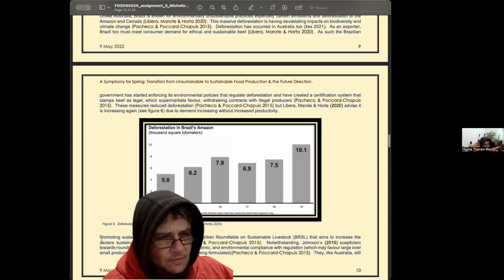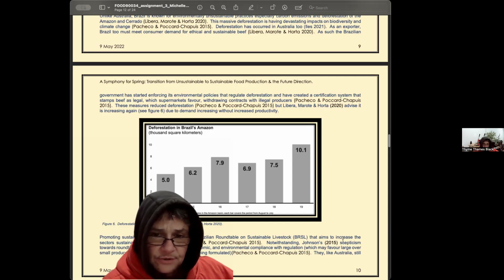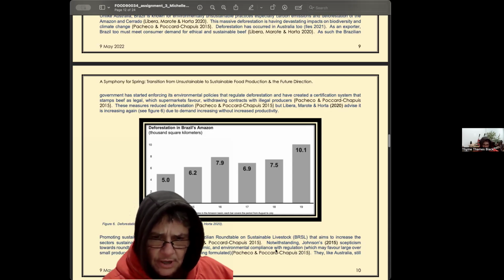Deforestation continues. Promoting sustainability, Brazil instantiated the Brazilian Roundtable on Sustainable Livestock, BRSL, that aims to increase the sector's sustainability and productivity. Notwithstanding Johnson's 2015 scepticism toward roundtables, the BRSL induces legal, economic and environmental compliance with regulation, which may favour large over small producers, but incentives and rewards are being formulated.